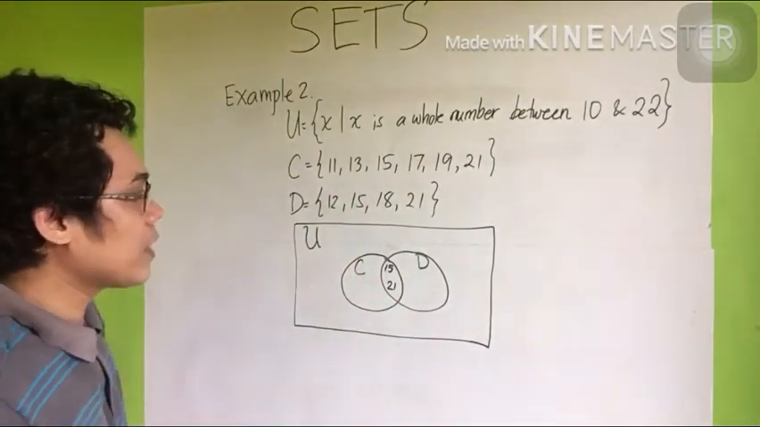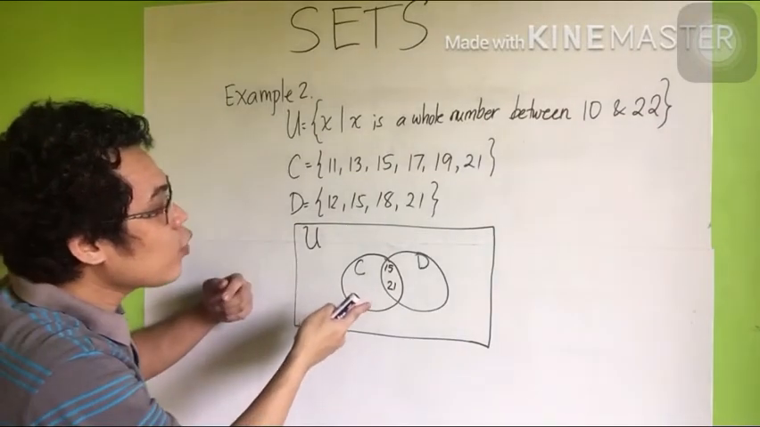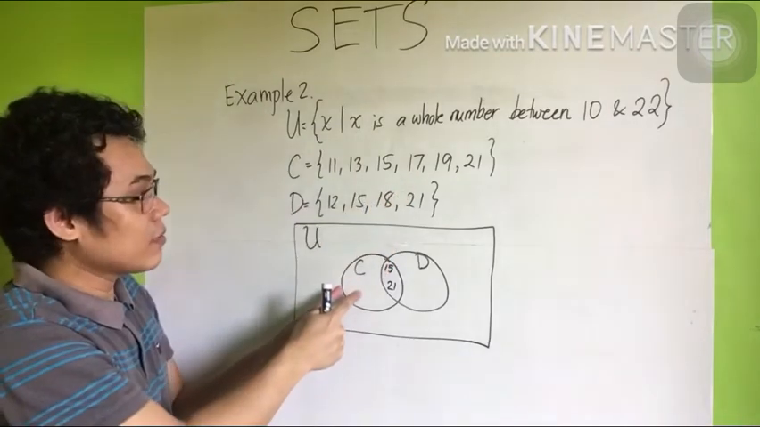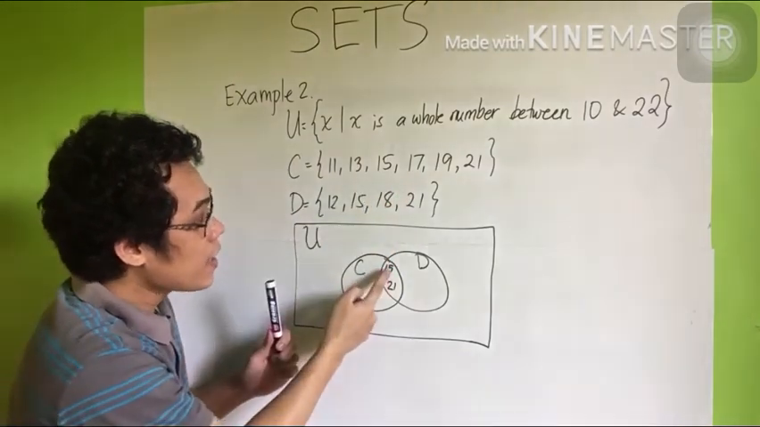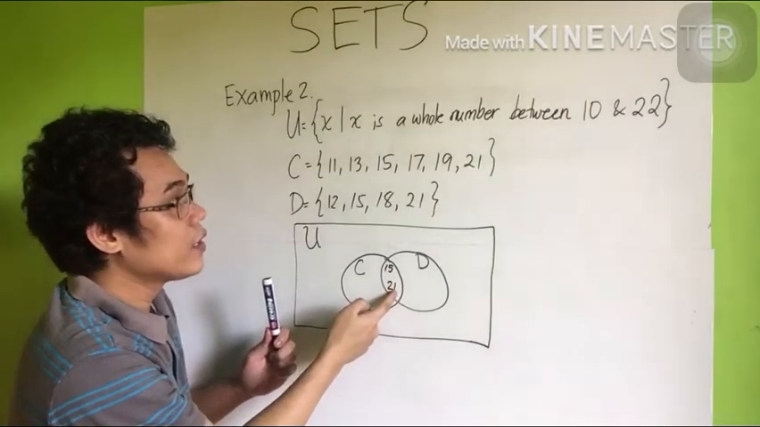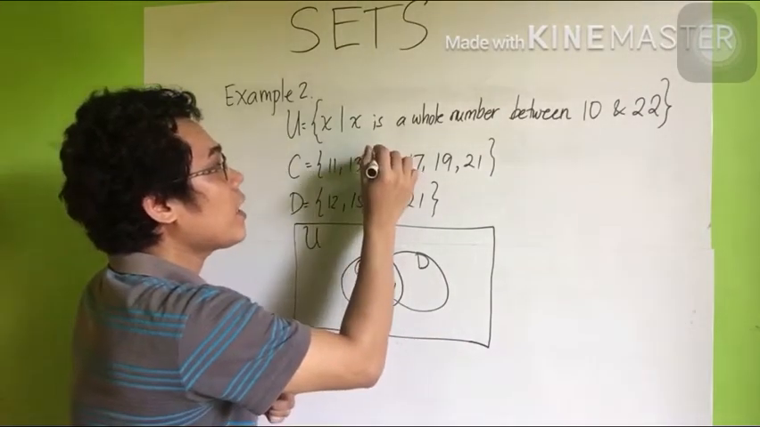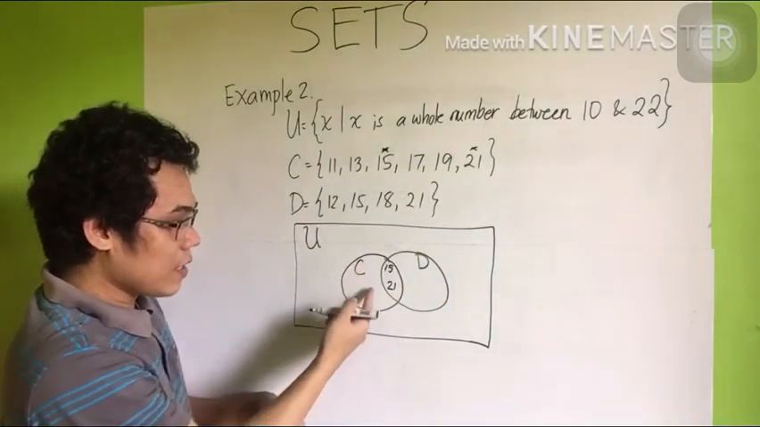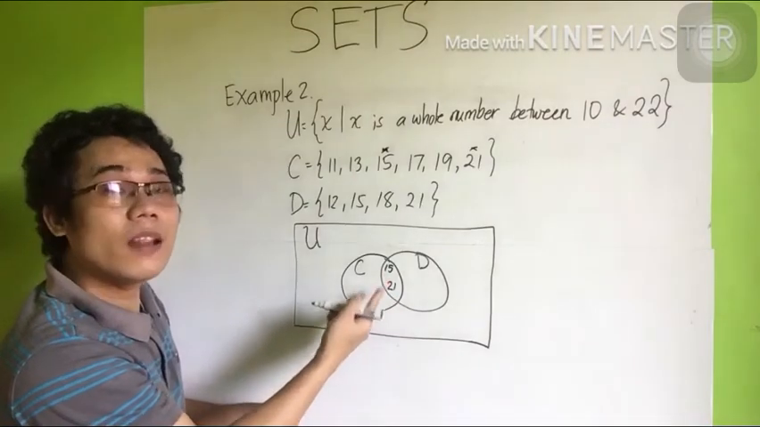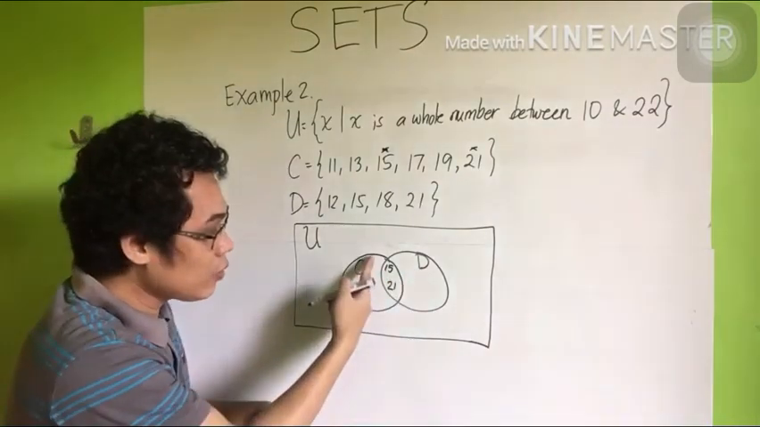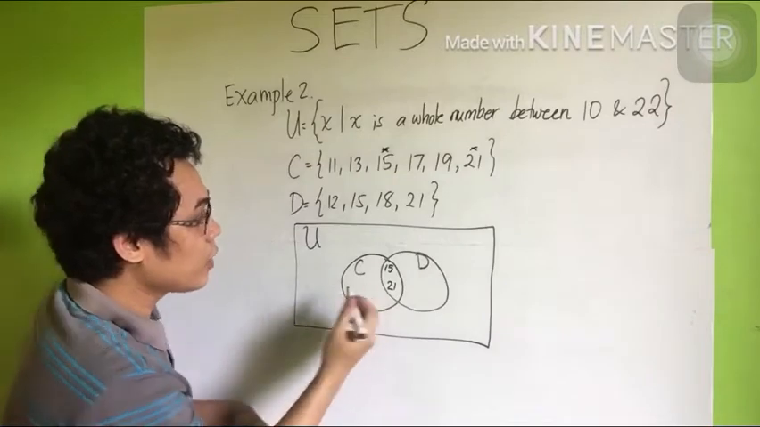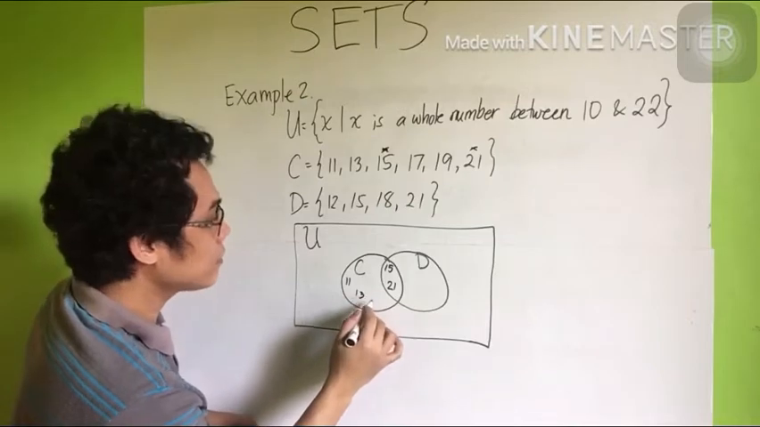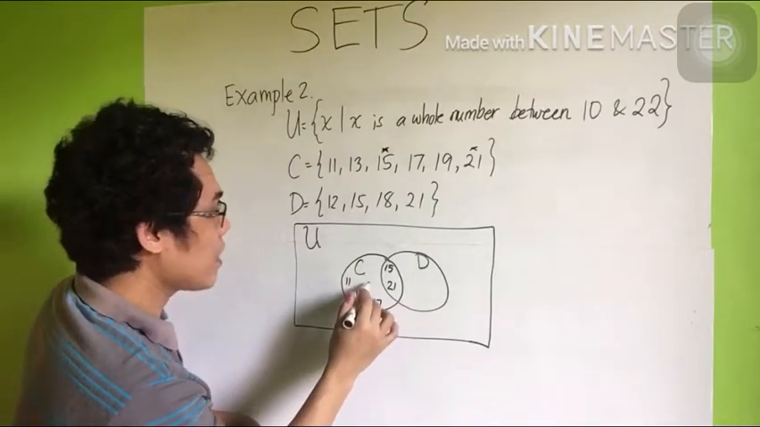So, next, ano bang gagawin natin? Ang kukunin natin is mga elements ng C. I-list na natin. Take note na nalagay na natin yung 15 at saka 21. So, ibig sabihin, i-cross out na natin yung 15 at saka 21. Yung mga naiwan, dito natin ilagay. Hindi natin ipasok sa loob kasi that means common siya sa C at saka D. So, ano yung pwede natin ilagay dito banda? We have 11, we have 13, 17, and then 19.